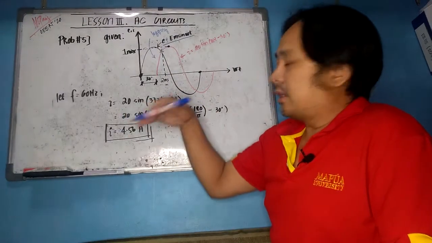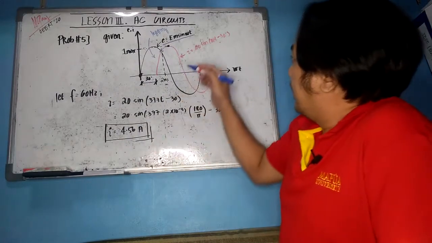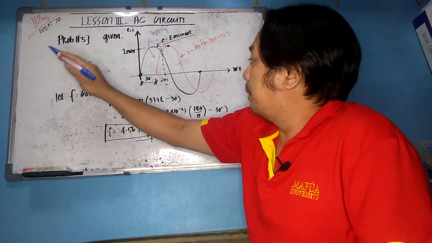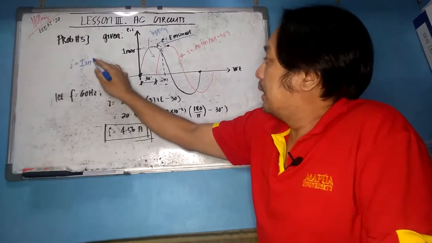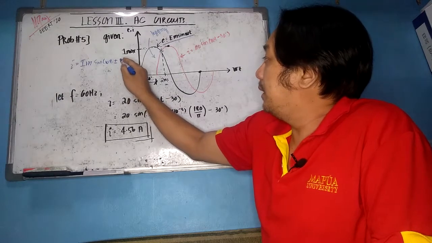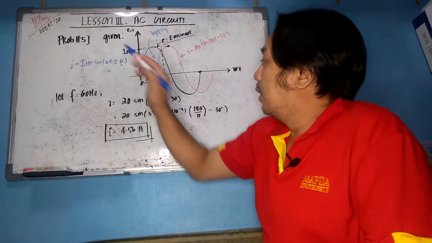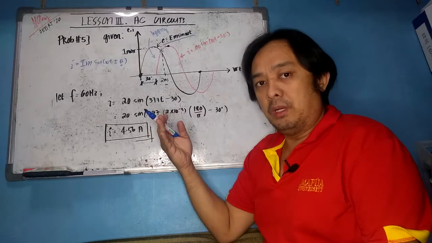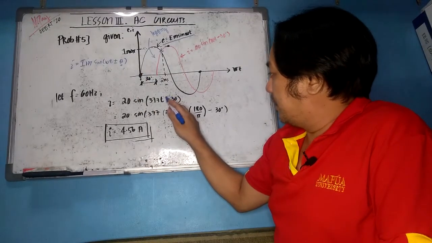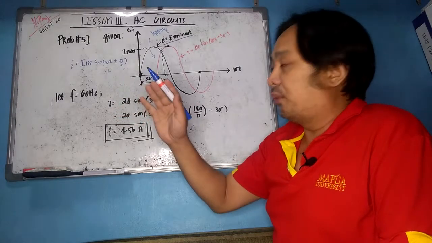So let's recall our equation. We have this equation from the last problem: i equals Im sine omega t, but it depends on the angle displacement, whether it is lag or lead. Now it is lagging, so it's clear that it's negative 30, and there's no frequency given.